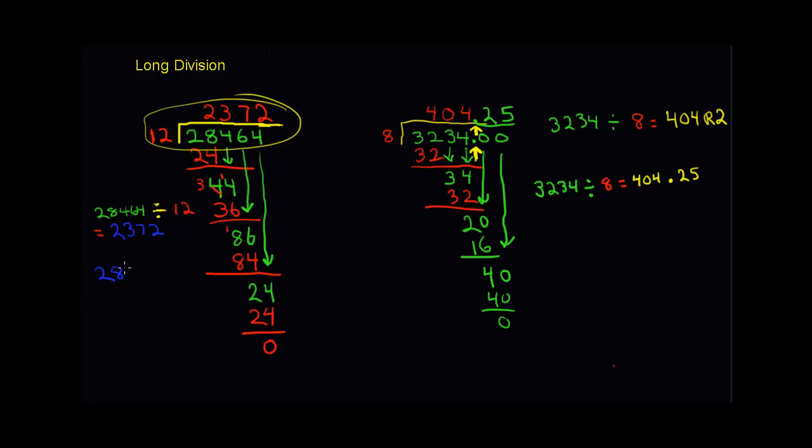Of course, writing it in that fashion is not really long division. I'm just showing you other ways you could write it. Here's another way. 28,464 divided by 12. And we already know that's going to, once again, equal 2,372.